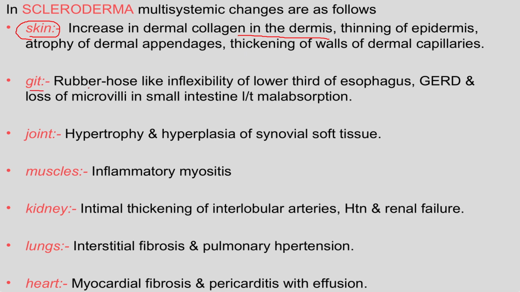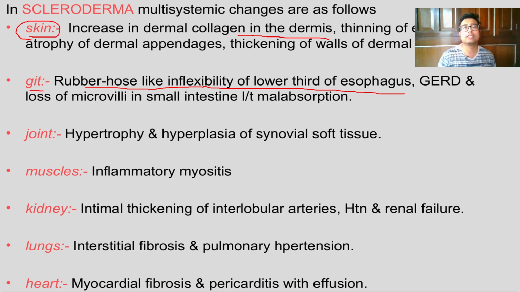What happens in the gastrointestinal system? Again, everything will be due to hyperactivity of the tissues, and it will lead to rubber hose-like inflexibility of the lower third of the esophagus. It means what? The esophagus is actually very rich in elastin. As I told you, tissues rich in elastin dilate and shrink every day, for example heart, aorta, GIT, urinary bladder. So esophagus is one, because food material is passing through it every day. It's getting swollen and shrunken every day. What if that feature is lost? It means the esophagus will become rigid now, and therefore due to immobility the food cannot pass.